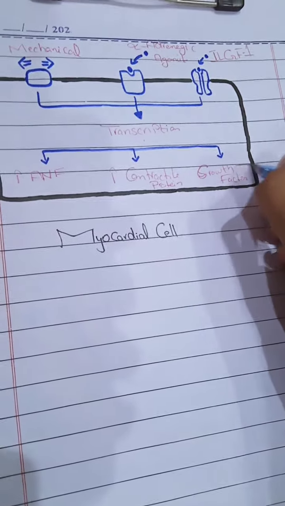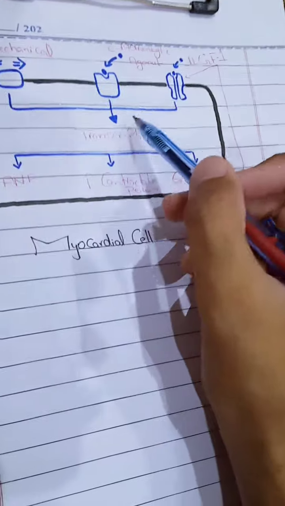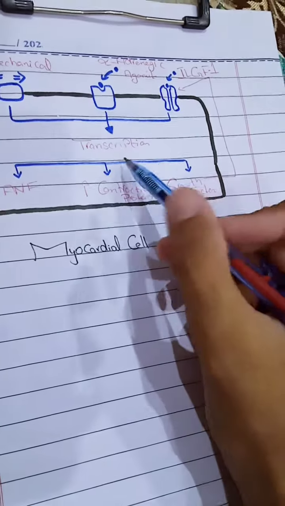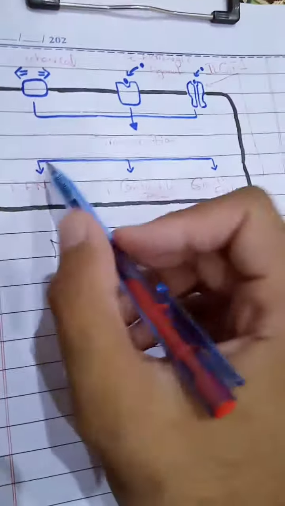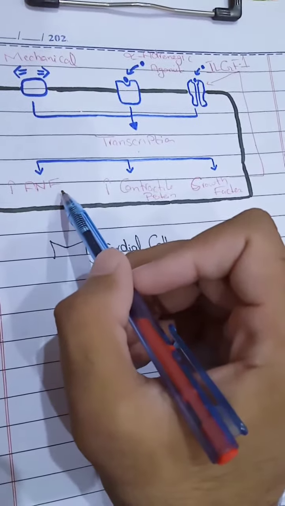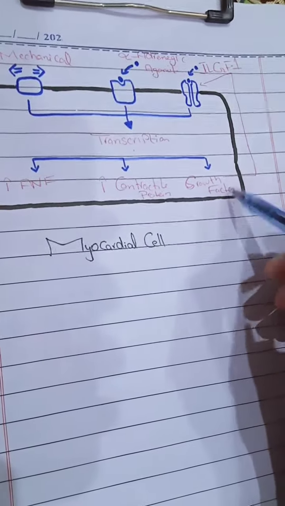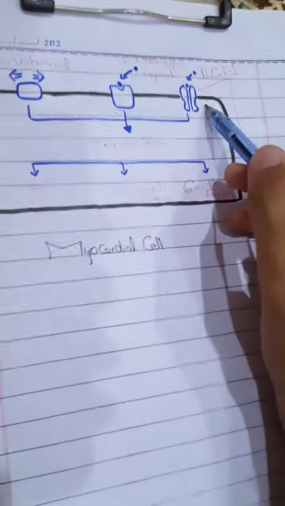These growth factors go and bind again to this receptor, and whenever insulin-like growth factor binds to it, it causes transcription of the protein, and then translation produces that protein, which are contractile, or they produce atrial natriuretic peptide or factor, and they also produce the growth factors. What they do is go and bind again to this receptor because there is stress going on.